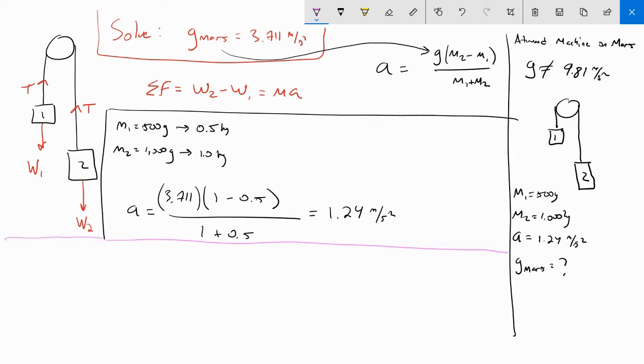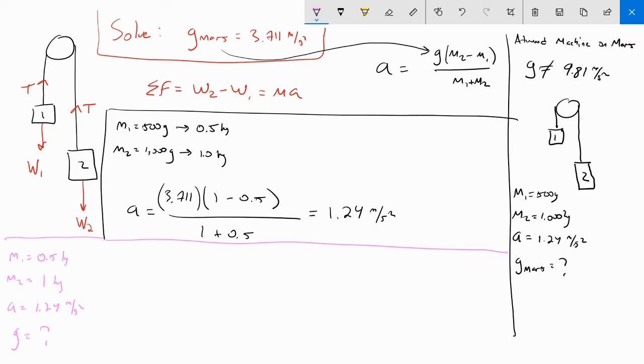So let's now solve this problem to make sure that we did everything properly. To do this, I'm going to start with my sum of forces equation and my acceleration equation, because I've already demonstrated multiple times how we can find that. In light of what I've been given in the problem, I know that my mass 1 is 0.5 kilograms, my mass 2 is 1 kilogram, my acceleration is 1.24 meters per second squared, and I'm solving for g.